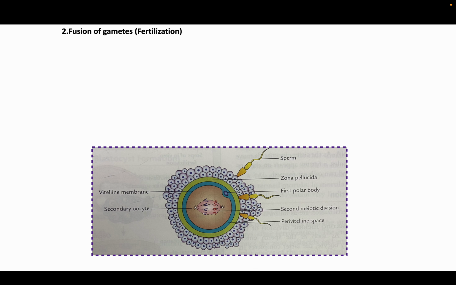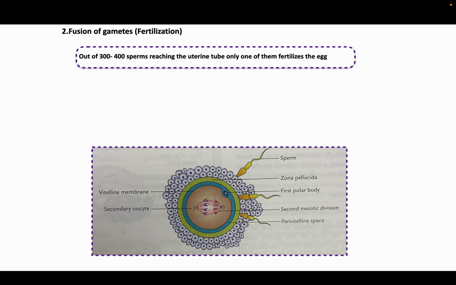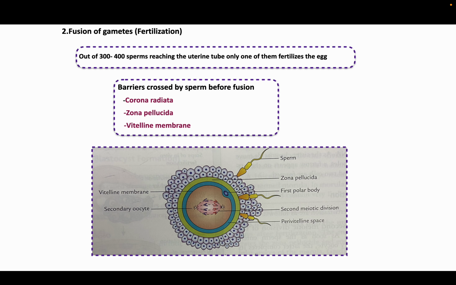Now, the next step is fusion of gametes. Out of 300 to 400 sperms reaching the uterine tube, only one of them fertilizes the egg. So, what are the barriers crossed by the sperm before fusion? You can see in this diagram: the corona radiata, then the zona pellucida, then the vitelline membrane. These are the three barriers crossed by the sperm for fertilization.